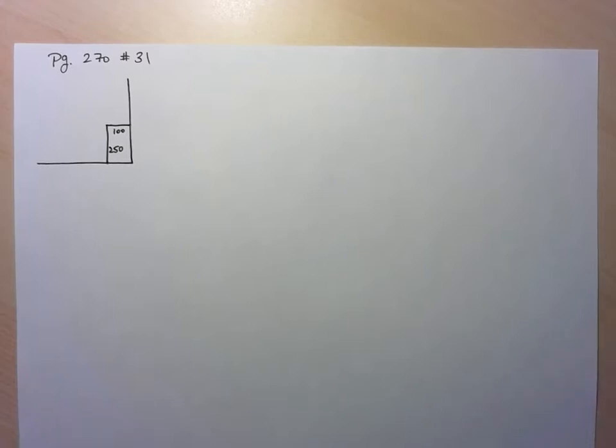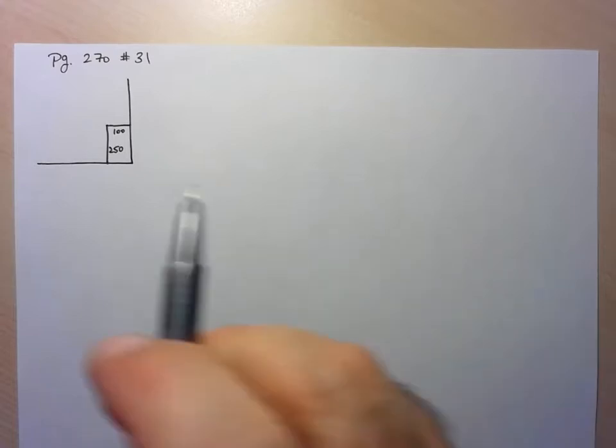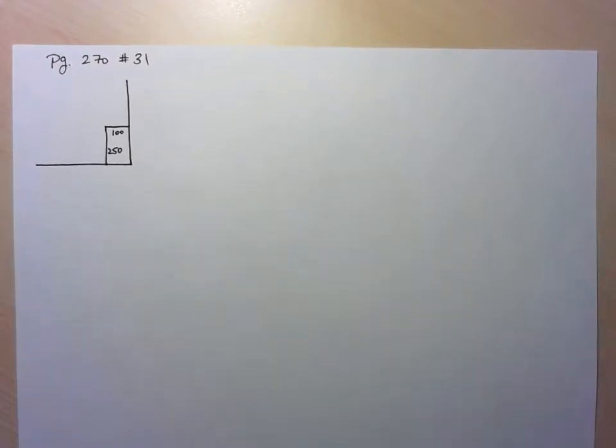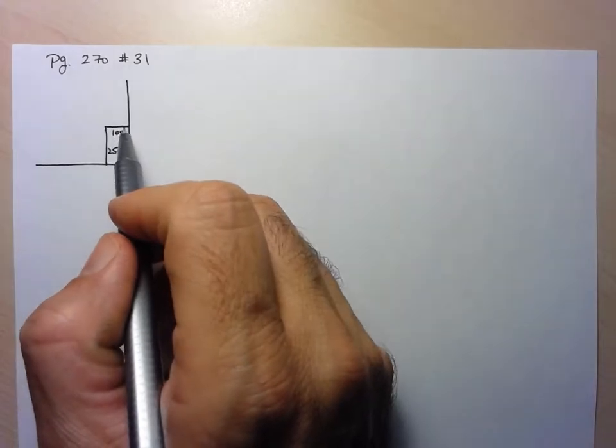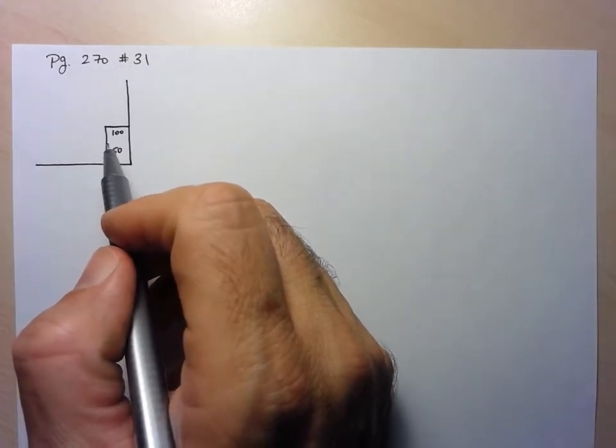Hi folks, we're going to take a look at page 270, number 31. So it's an optimization problem. I have the diagram here started. It wasn't given to us, but I'll read the question. It says a tool shed 250 centimeters high and 100 centimeters deep. Okay, so 250 high, 100 centimeters deep, and it tells us that it's built along a wall.